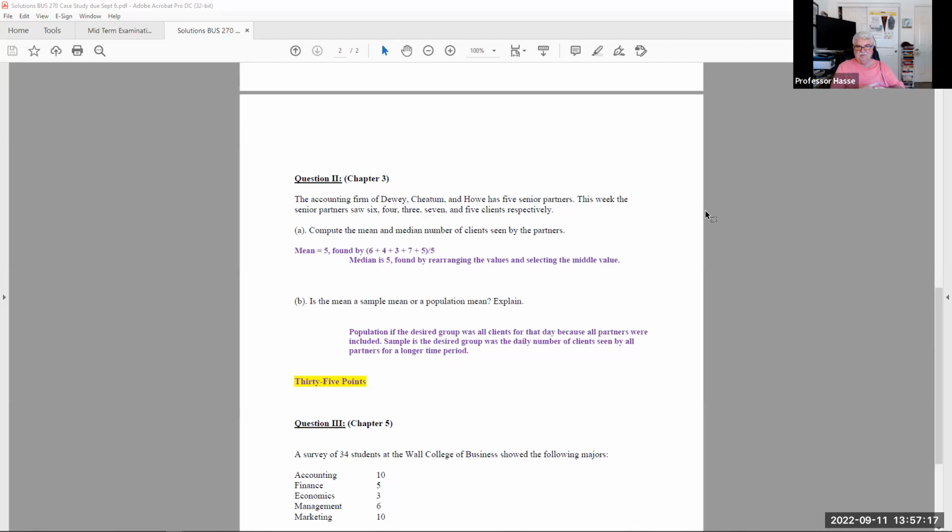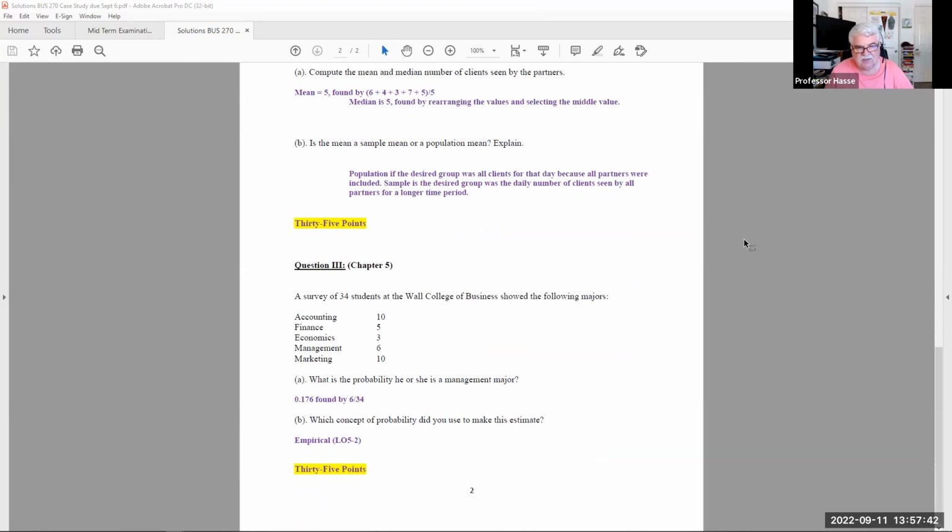The mean, is it a sample or a population? This is a population. Population is for this specific group. You don't have any other sample. They're not telling you a sample of all the partners. They tell you this is the senior partners, so it's a population. So if you missed that, if you had sample, you probably got about 5 points off for that.